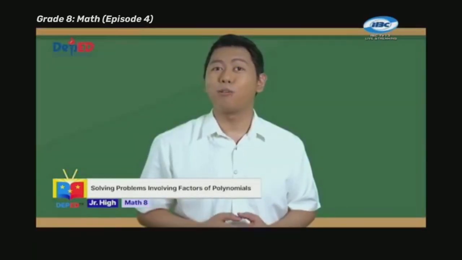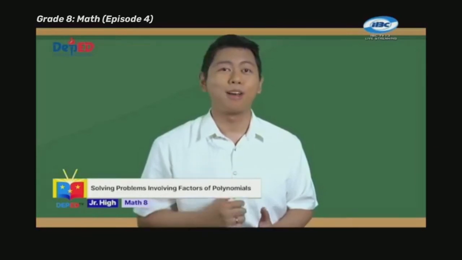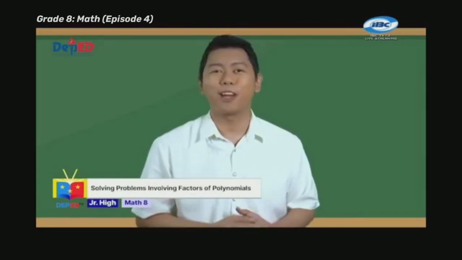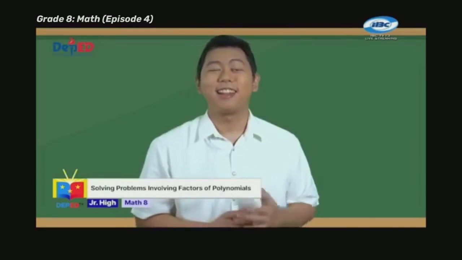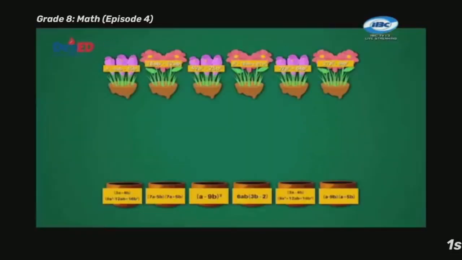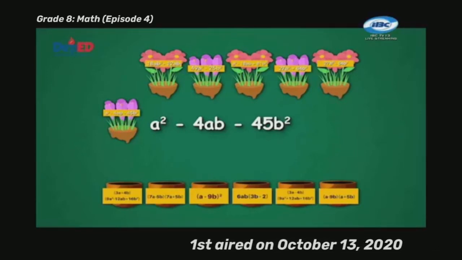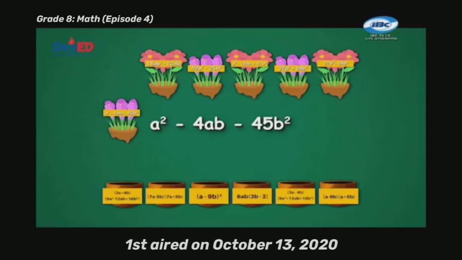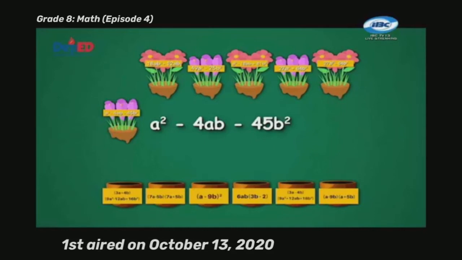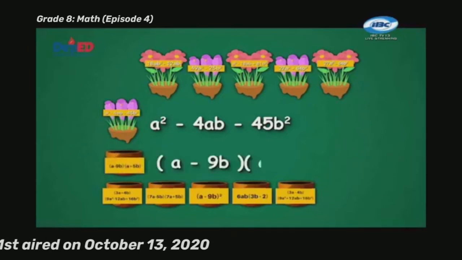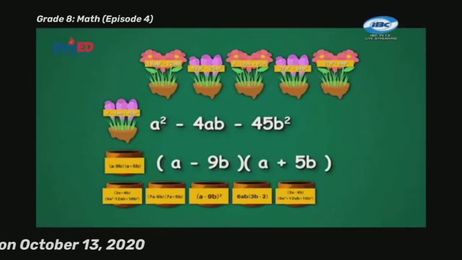Match the following polynomials to their respective factored form by placing the flowers on the correct pots. Let us start with this one. a squared minus 4ab minus 45b squared. What is its factored form? The answer is the quantity a minus 9b times the quantity a plus 5b.